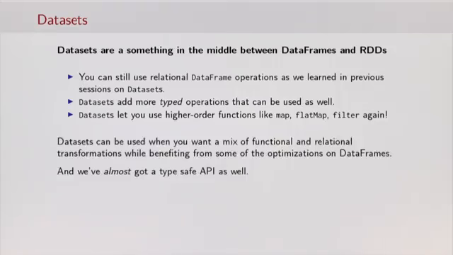Datasets are a good choice of abstraction when you want to mix and match functional and relational transformations while still benefiting from some of the optimizations that we saw on data frames. And of course, we can't forget that it's got almost a type-safe API as well. So it's not completely perfectly type-safe, but it's pretty type-safe, let's just say.